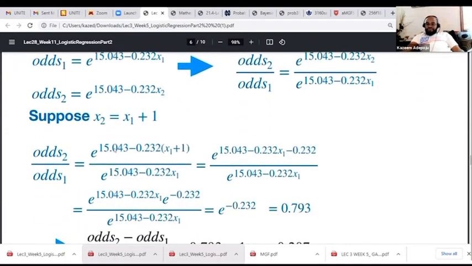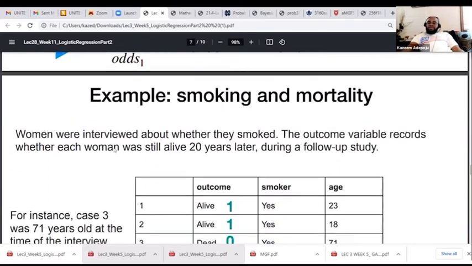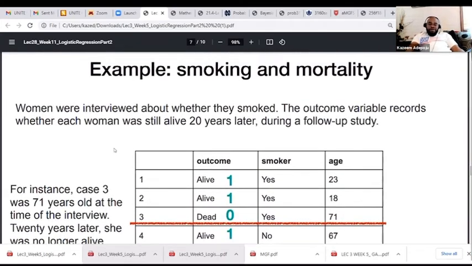I want to walk you through another example right now. But this time around, we want to look at the relationship between smoking and mortality. What is the relationship between smoking and mortality? That's what I want to show you right now. That's another application of logistic regression.